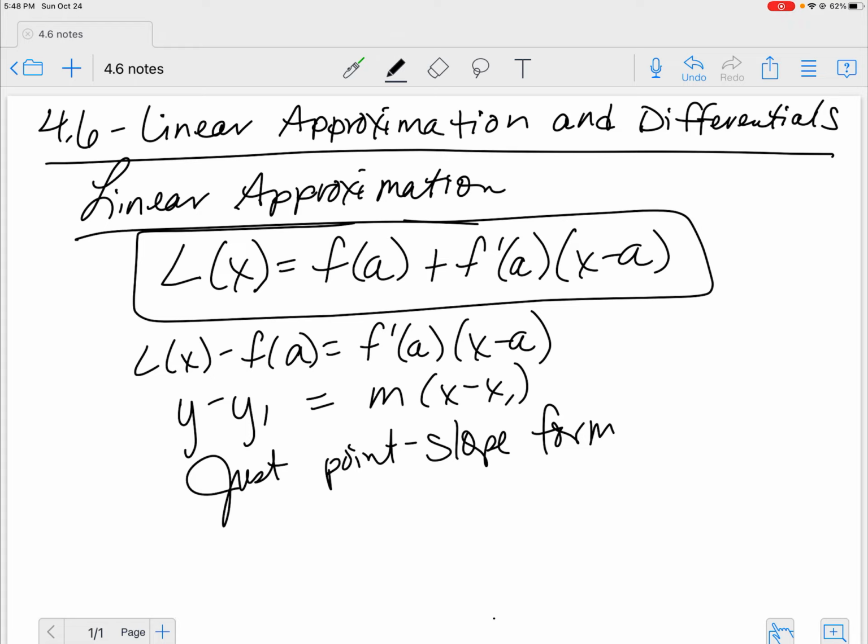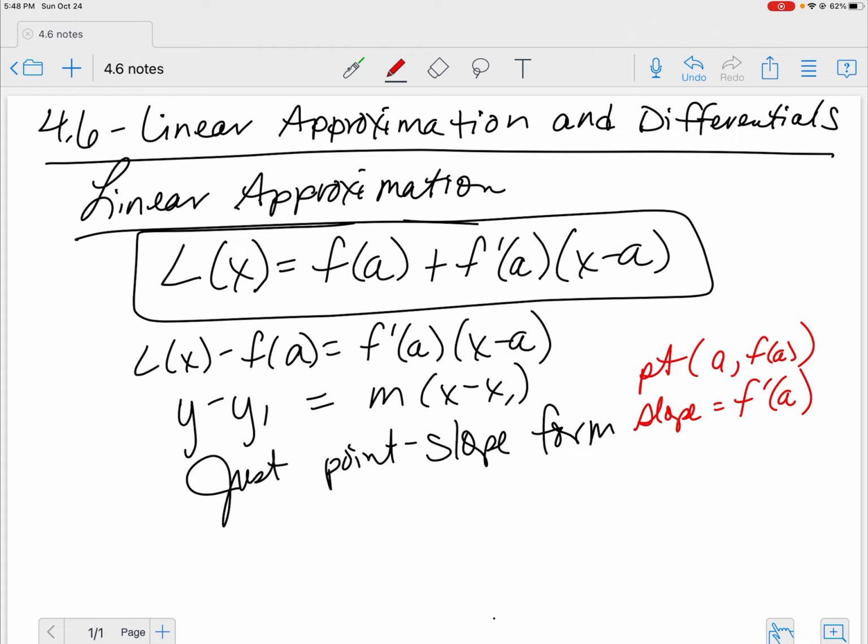It's just a point, right? I've got a and f of a. That's my point, a, f of a. So if I'm looking at this point slope form, I have the point a, f of a, and I have the slope here of f prime of a. That's it. Not bad. Okay, so let's do one of these.